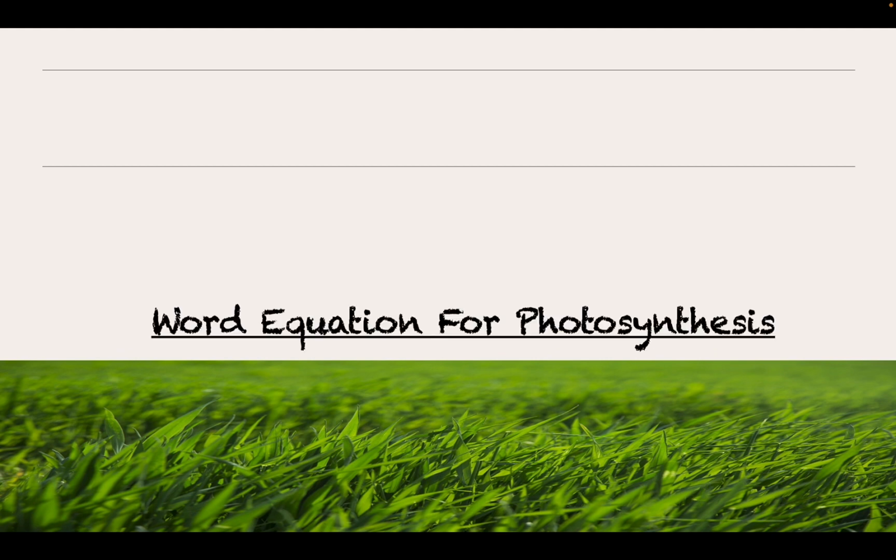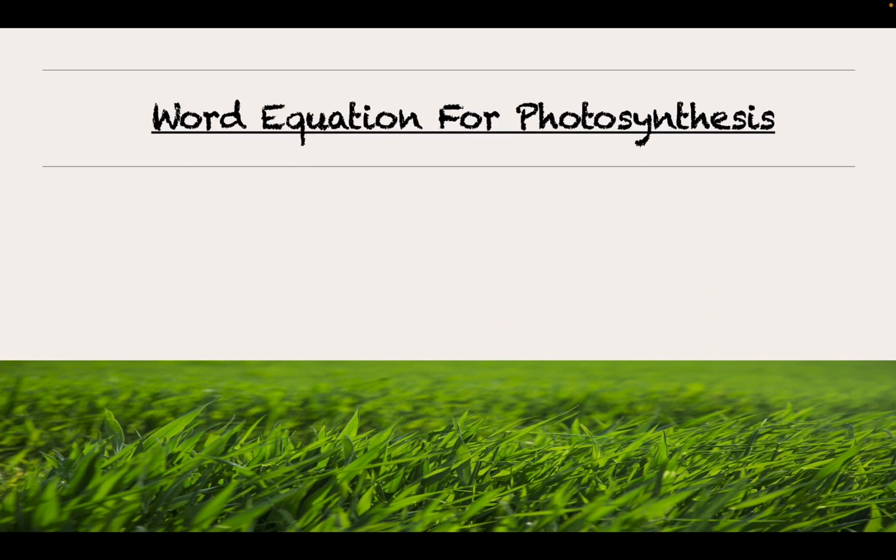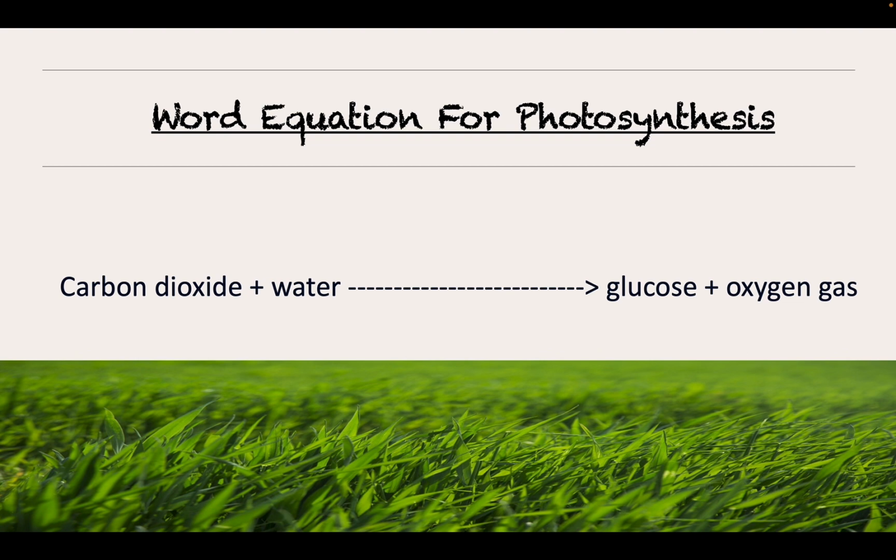Alright. So what is the word equation for photosynthesis? The word equation for photosynthesis is carbon dioxide plus water. These are the reactants. That means what we need for this reaction to happen. These are the reactants and these are the products. So on the left hand side, carbon dioxide plus water gives glucose plus oxygen as the product in presence of sunlight and chlorophyll. This is the word equation for photosynthesis.